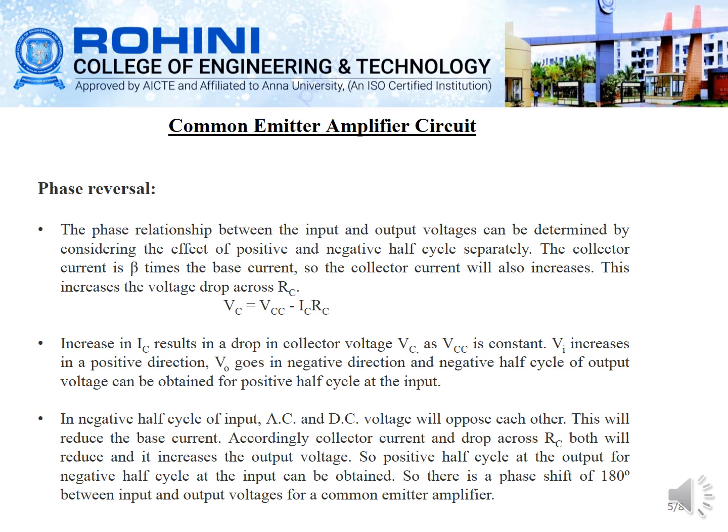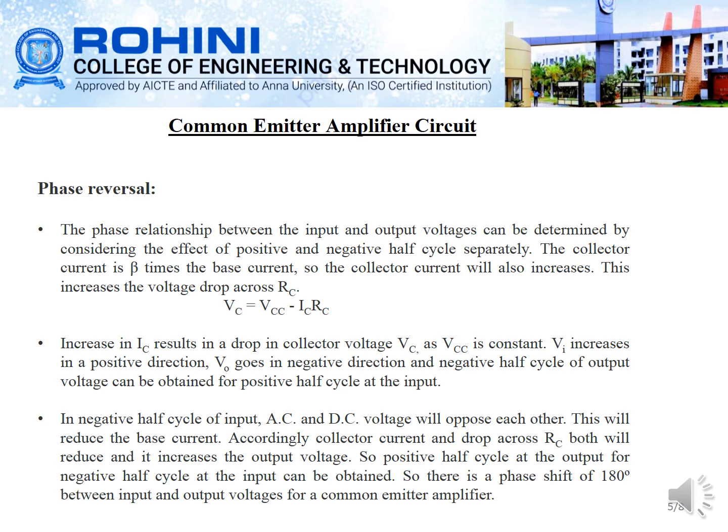Here the phase relationship between the input and the output voltage we determine by considering the positive as well as the negative half cycle separately. So we will be taking either the positive half cycle or the negative half cycle. By considering the effect of both the positive and the negative half cycle separately, we can find out the phase relationship between the input and the output voltages. Then the collector current is beta times the base current. This collector current will increase, and the collector voltage is VC equal to VCC minus IC into RC. So whenever there is an increase in IC, this results in a drop in the collector voltage VC, and VCC remains constant.